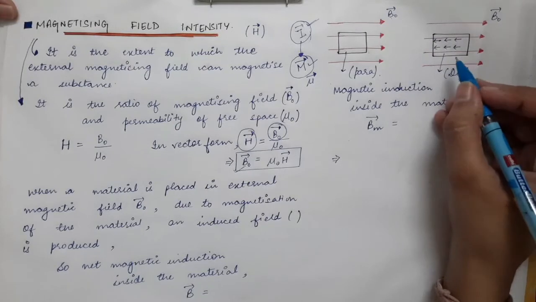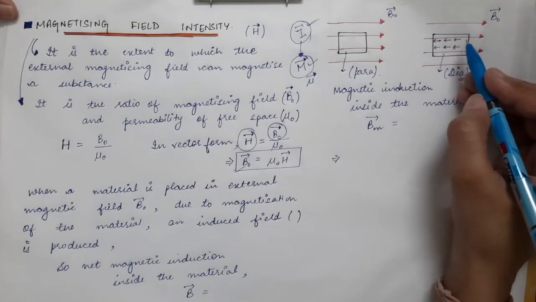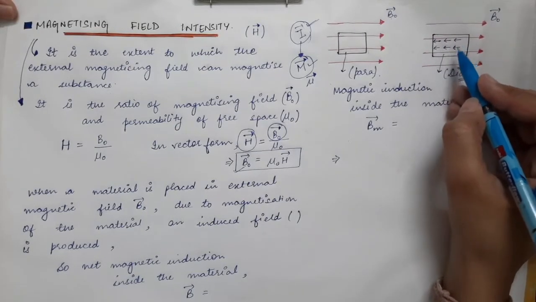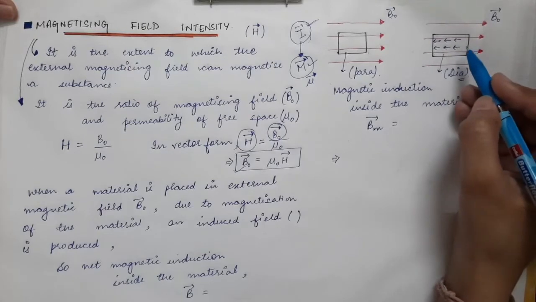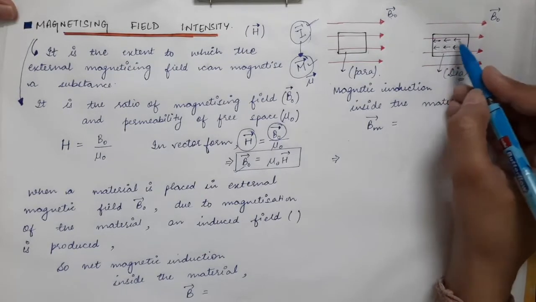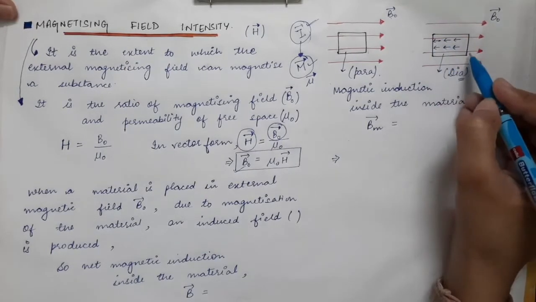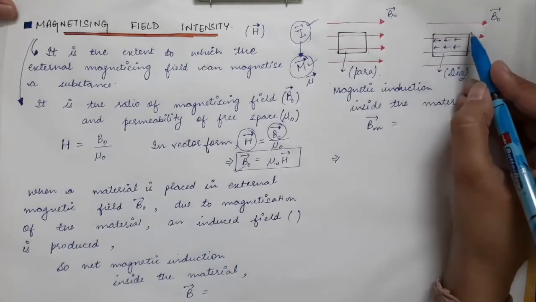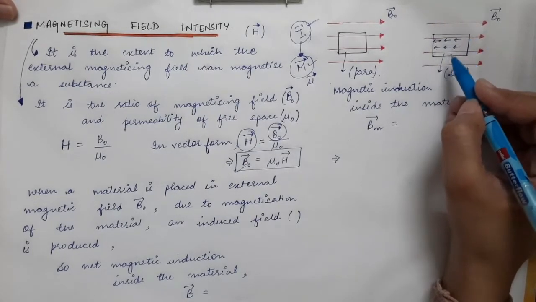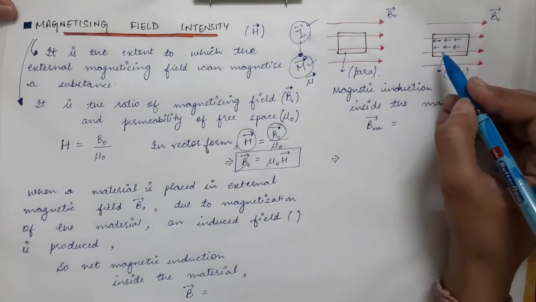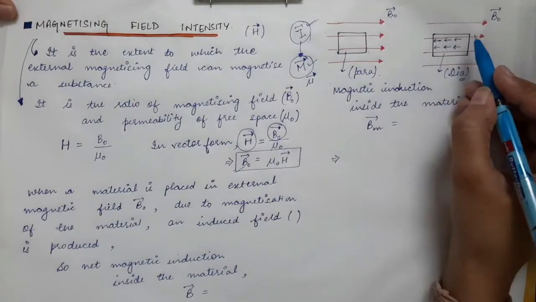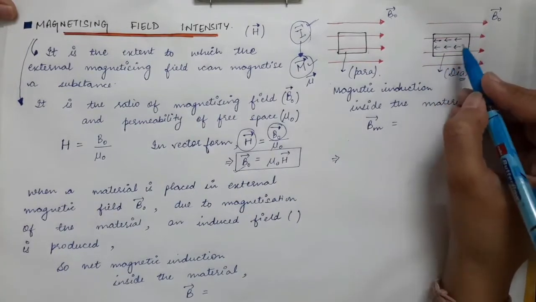So to decrease the effect of the external magnetic field, every atom develops a magnetic dipole moment in the opposite direction. Means this diamagnetic material will get magnetized in the opposite direction, so as to reduce the effect of the external magnetic field on this sample.